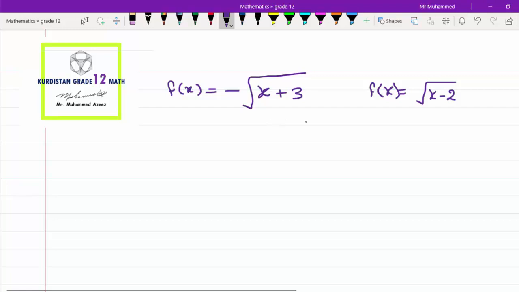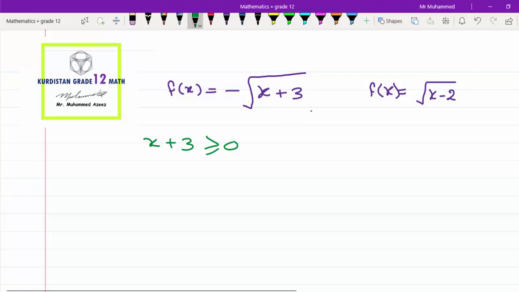Let's find the domain and range for these two square root functions. The most important thing about square root is that we must not get less than 0 under the square root. 0 or more than 0 is okay. That's why we're taking what's under the square root, x plus 3. It must be greater than or equal to 0, because under the square root 0 doesn't have a problem.